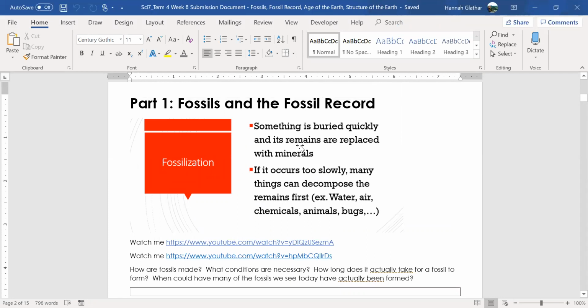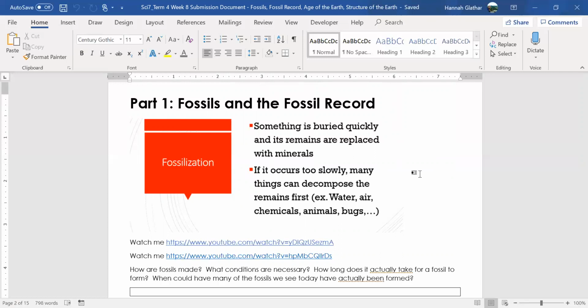So basically, we can see things, they're recorded, how they looked in the past, based on a fossil. So a fossil is just something that's buried really quickly, and its remains are replaced with minerals. In order for that to happen, it needs to be buried really quickly, because if it's not, something might decompose it. If something is just sitting out in the open, it's going to break down because of the air and bugs and all these things. But if it's buried really quickly in sediments, it can be trapped in there so it doesn't decompose.